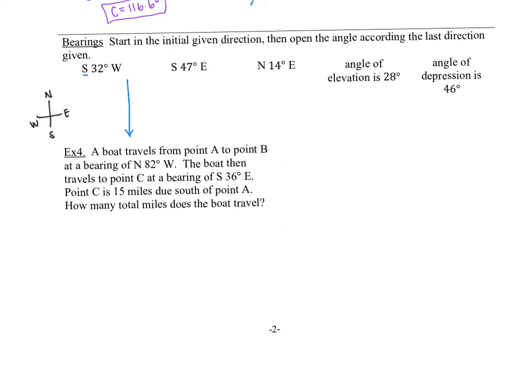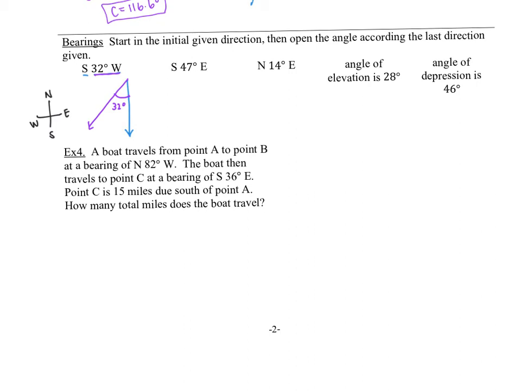It's going to open according to the last direction. So this is going to open 32 degrees to the west. The west is to the left. So I'm thinking this is going to be 32 degrees in this direction. And this is the angle they're trying to get you to draw in your picture. Let's go ahead and look at the next one.